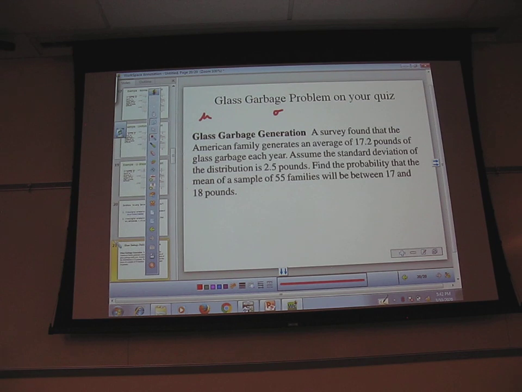Great. So what's my mean and what's my standard deviation of the problem? Everybody? So mean is 17.2. Mean, yeah, average of 17.2. So that's fixed before I even ask a question. And then what's the other thing? The standard deviation is 2.5. Yeah. Standard deviation is 2.5.